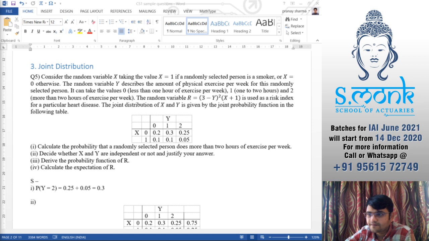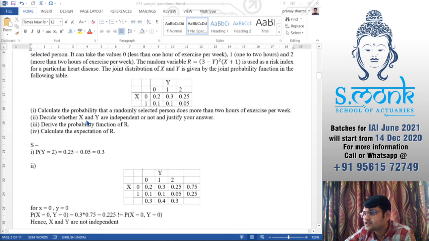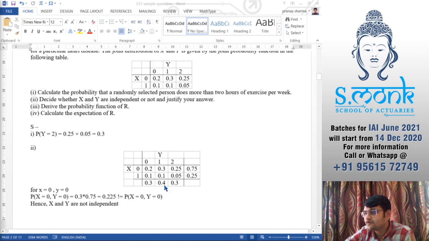Okay. Then for the second one, they are asking us to decide whether x and y are independent or not. So for that we'll require our marginal distribution. Now, in this kind of joint distribution, if you're trying to prove that they are independent, then you will have to show each and every relationship. But if they are not independent, then it is very simple: you just have to take one case where they do not follow the pattern.